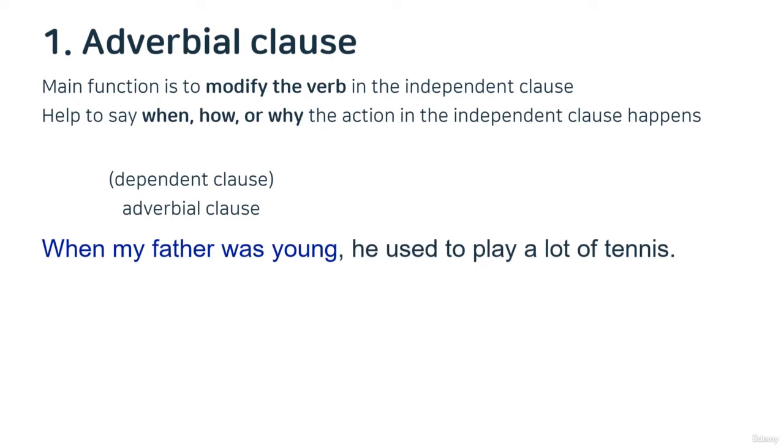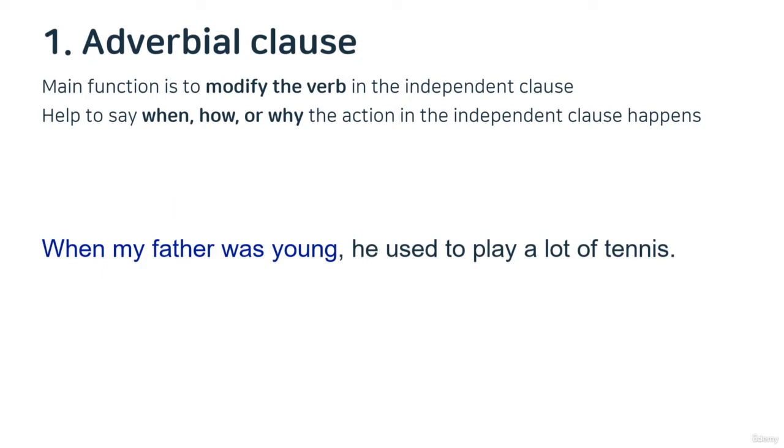And generally, an adverbial clause is made up of a clause and a subordinating conjunction. So the clause is my father was young, and the subordinating conjunction is when. And like coordinating conjunctions, subordinating conjunctions help to build relationships between the two clauses. In this sentence, the subordinating conjunction when helps to show a time-order relationship between the independent and dependent clauses. When my father was young helps to modify the verb phrase used to play. It tells us when my father used to play a lot of tennis.